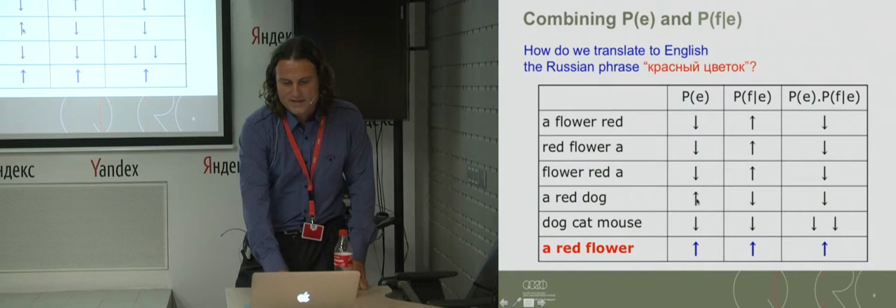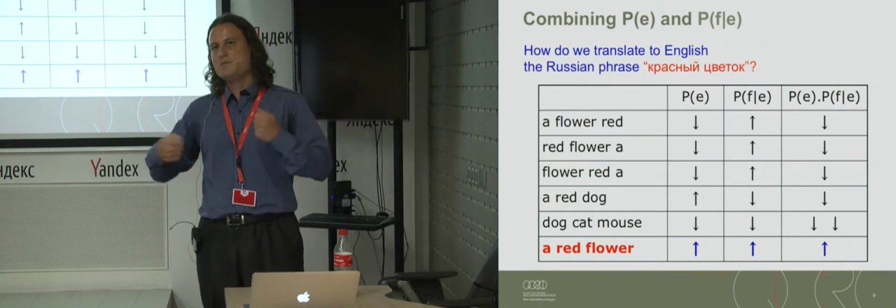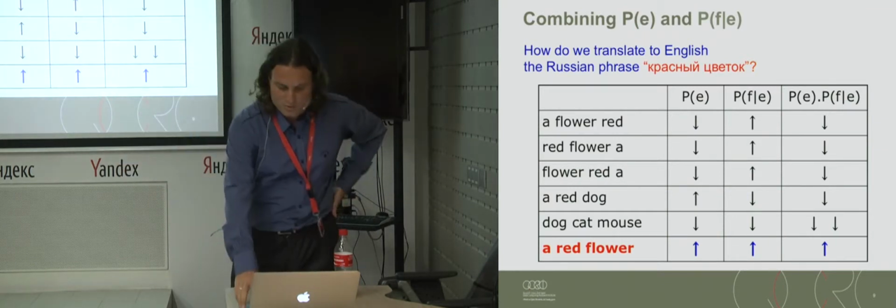So here you have the reverse case: "a red dog." This is grammatical, so the language model likes it. The translation model doesn't, because this is not a translation of "Krasny cvetok." So the product is bad. And "a red flower" is something that both models like. And so you have a decoder that keeps proposing new hypotheses, and they get scored by the two models.